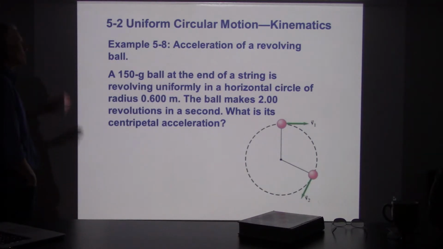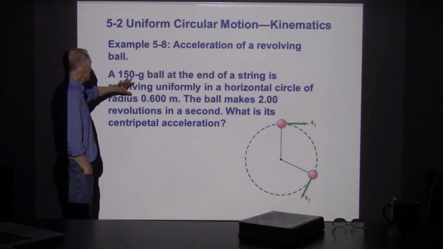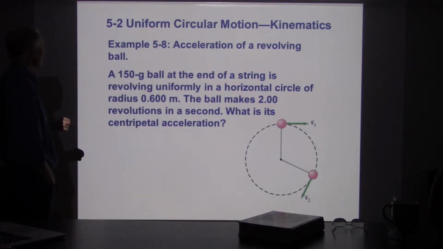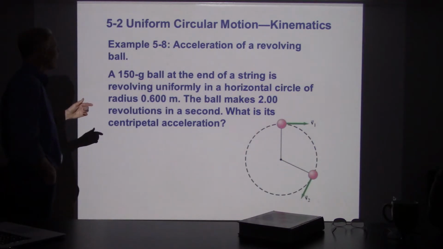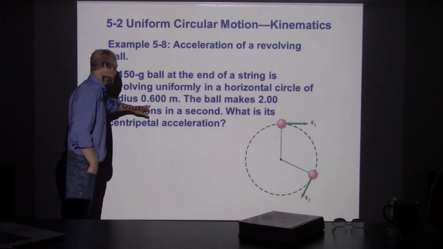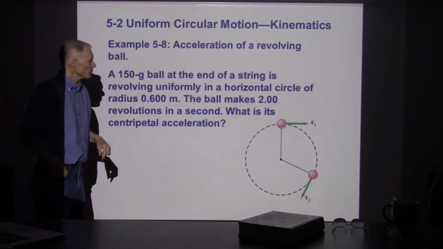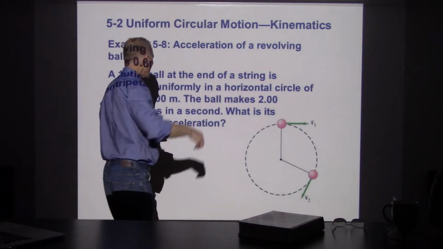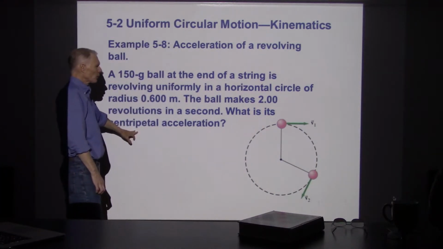All right, so here are some numbers that we can put into a formula and see how this works. We have a ball, a 150 gram spherical object at the end of a string, and it's going around in circles. It's a horizontal circle with a radius of 60 centimeters. So this is like a top view. We're at the top, staring down, watching this ball go around in circles. Okay, so here are the circles the ball's going around in. What's the centripetal acceleration?